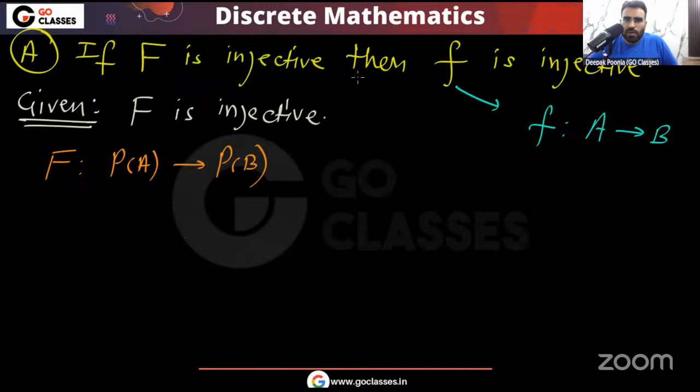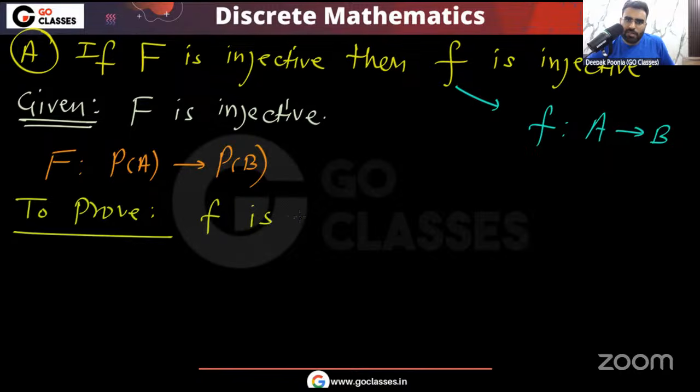Now it is given to you that capital F is injective. Let's assume that small f is not injective. For contradiction, let me assume that small f is not injective. Are you getting my point? This is what I need to prove: I need to prove that small f is injective.